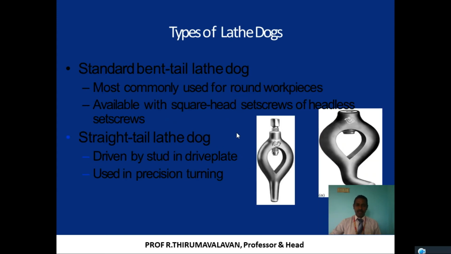So that is lathe dogs. Next, the types of dog. There are two types. One is the bent tail. At the top there will be a bend. Another one is the straight tail. This will be a straight one. See the first one, this is a straight one. And the second one, if you see, has a bend. Straight dog as well as bent dog. Most commonly used for round workpieces, available with square-headed set screws or headless set screws.